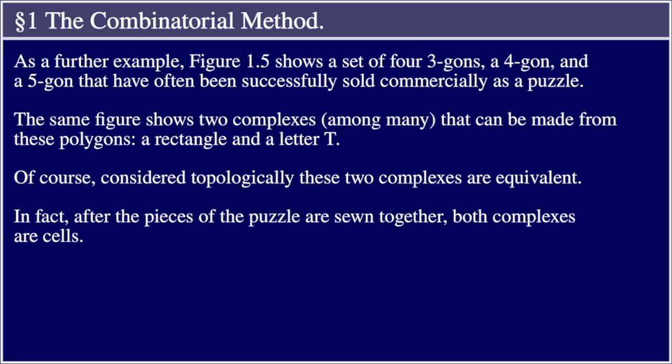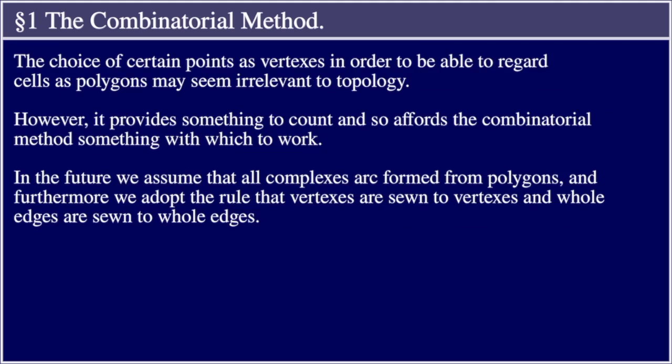The same figure shows 2 complexes among many that can be made from these polygons, a rectangle and a letter T. Of course, considered topologically, these 2 complexes are equivalent. In fact, after the pieces of the puzzle are sewn together, both complexes are cells. The choice of certain points as vertices in order to be able to regard cells as polygons may seem irrelevant to topology. However, it provides something to count, and so affords the combinatorial method something with which to work.